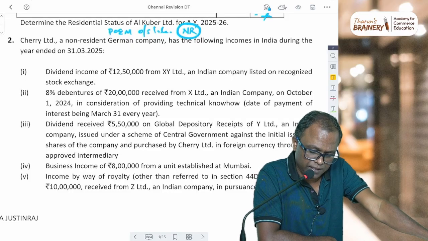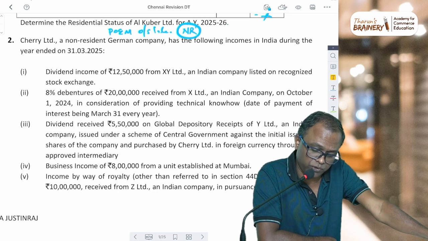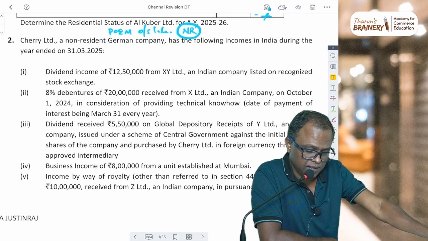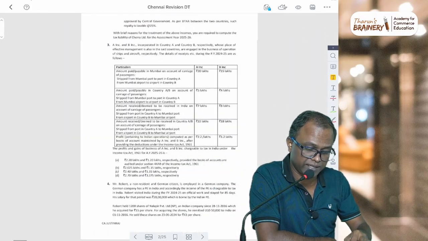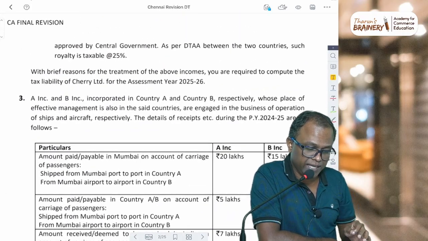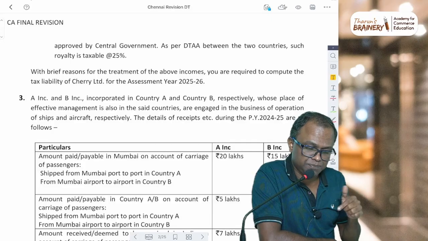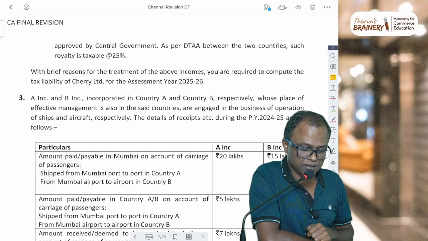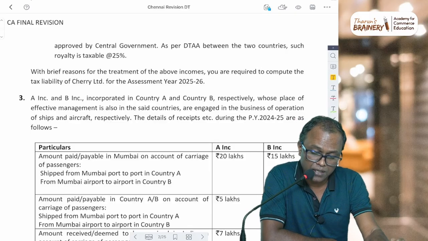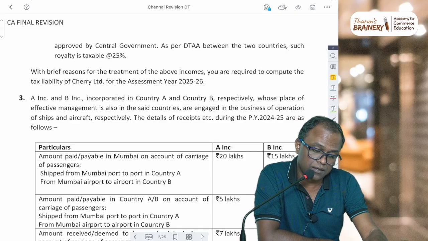Income by way of royalty, other than referred to in section 44DA, amounting to 10 lakhs, received from Z Limited, an Indian company, in pursuance of an agreement approved by central government. As per the double taxation avoidance agreement between the two countries, such royalty is taxable at the rate of 25%. Okay. Under 115A, the domestic law rate of tax for this particular royalty is 20. The DTA agreement rate is 25.